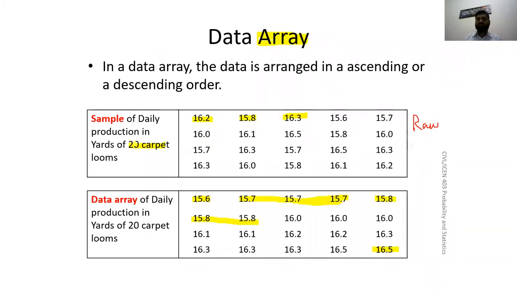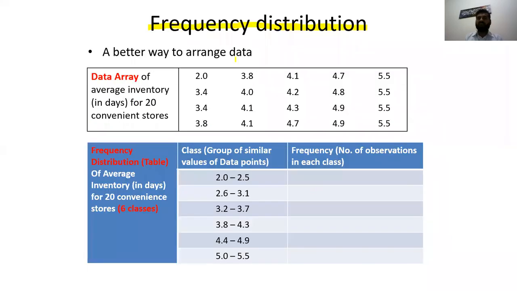This is just 20 carpet looms, right? But usually we take big data, hundreds and thousands of measurements. Then writing them as a data array will not be a very good thing. Then what we do is write a frequency distribution. What does it mean? We make groups and write the number of items which lie in that particular group as their frequency.